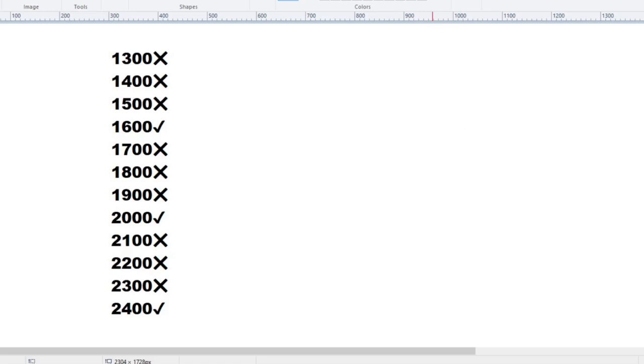So usually if a year is divisible by 4, like I said, it's a leap year. However, if it's divisible by 100, then it has to be divisible by 400 in order to be a leap year. So that means that the years 1300, 1400, 1500, 1700, 1800, 1900, and the years 2100, 2200, and 2300 are not leap years. However, 1600, 2000, and 2400 are leap years.